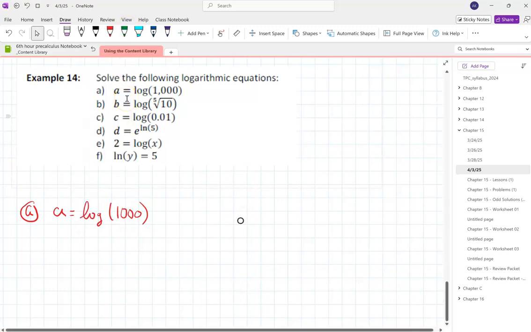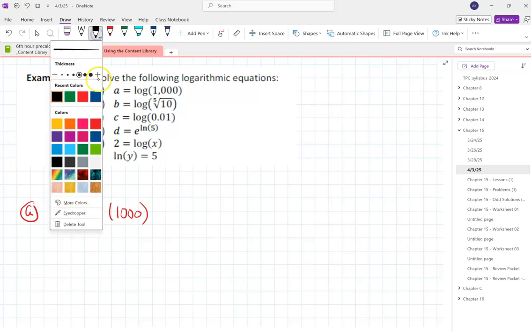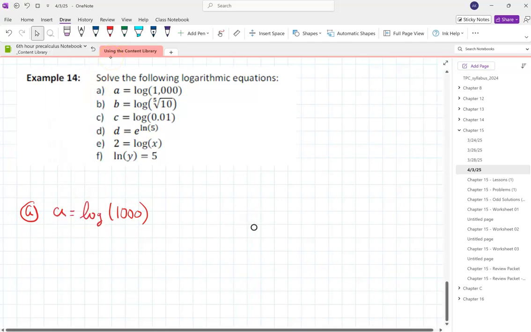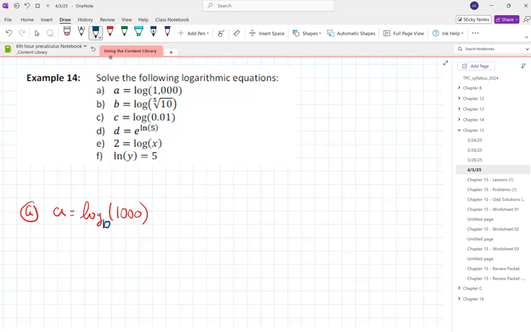So when I look at the first problem, it says A equals log of 1,000. First thing I need to do is recognize what is the base of the logarithm that's written here. This is base 10. There's no base down there. I recognize that it's base 10.